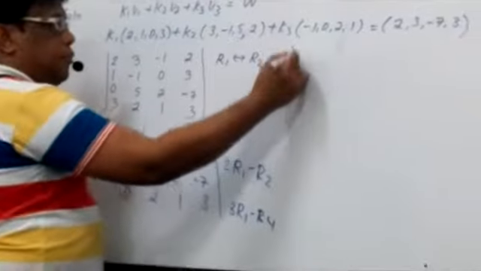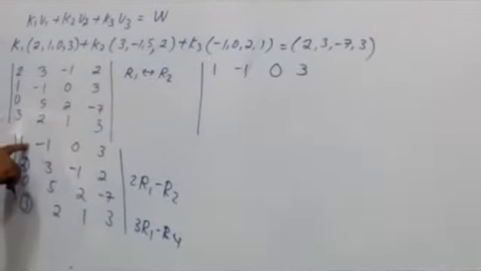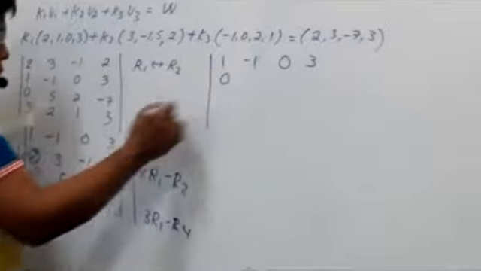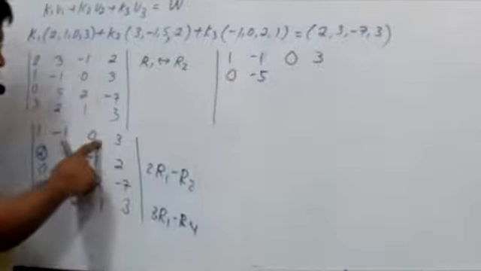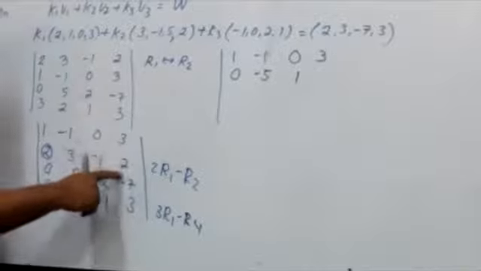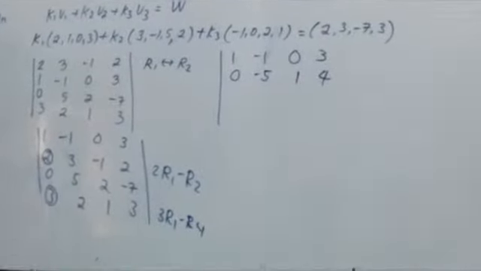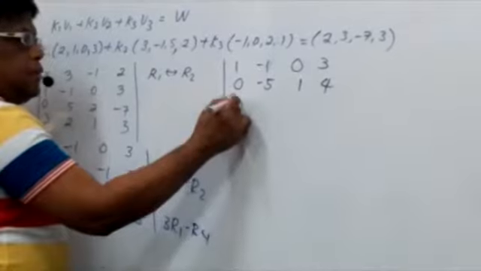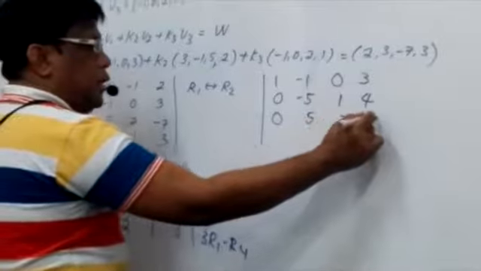So we have now 1, -1, 0, 3. Then for the second row, class, 2 times 1, 2 minus 2 will be 0. 2 times -1, -2 minus 3 will be -5. 2 times 0 minus -1 will be 1. 2 times 3, 6 minus 2 is 4. What about the third row, class? There's no transformation here because we already have 0 in this particular column, which is column 1, right? So we have 0, 5, 2, -7.